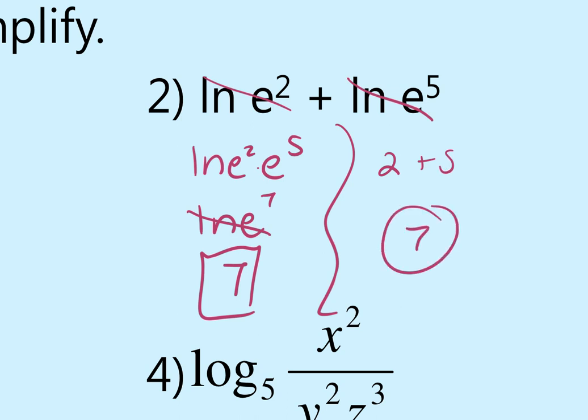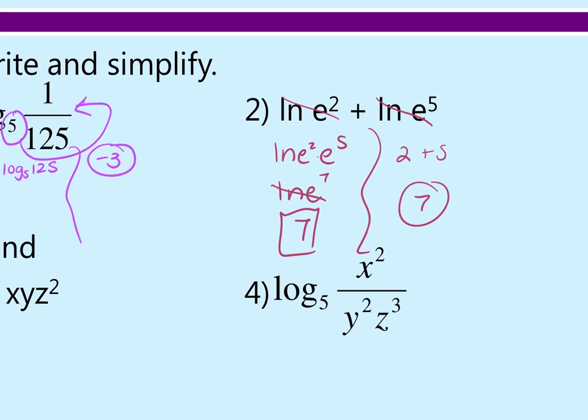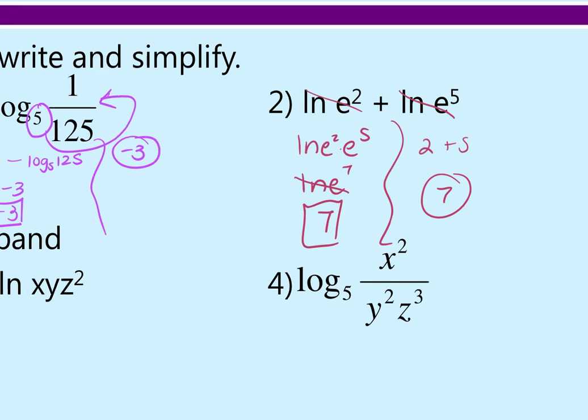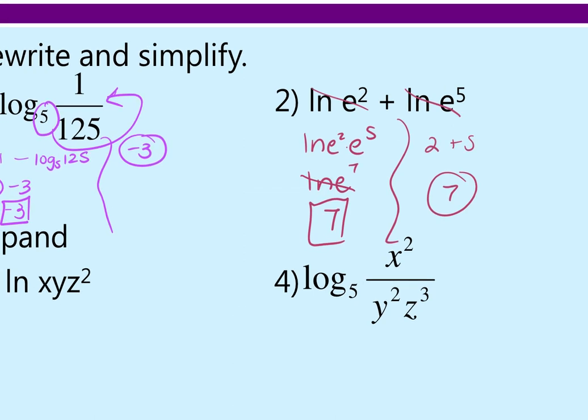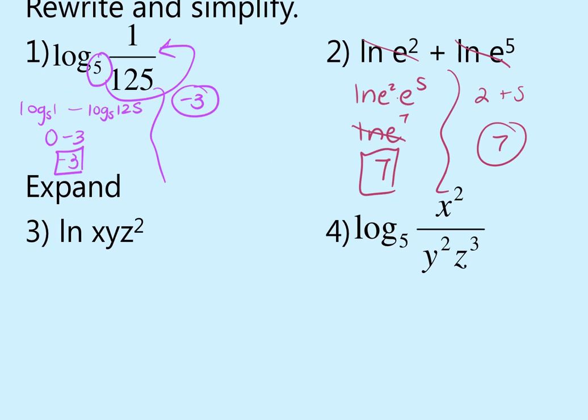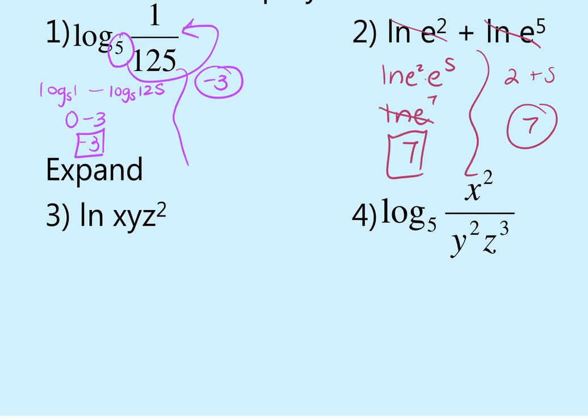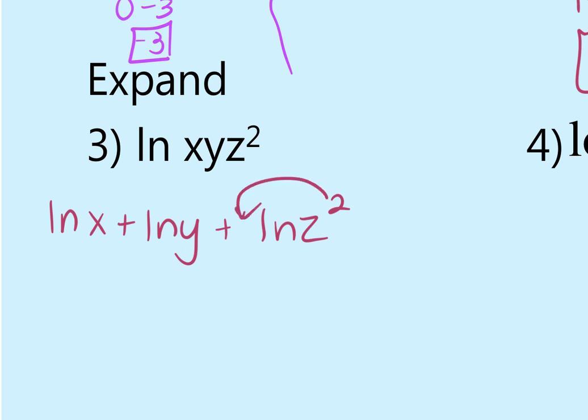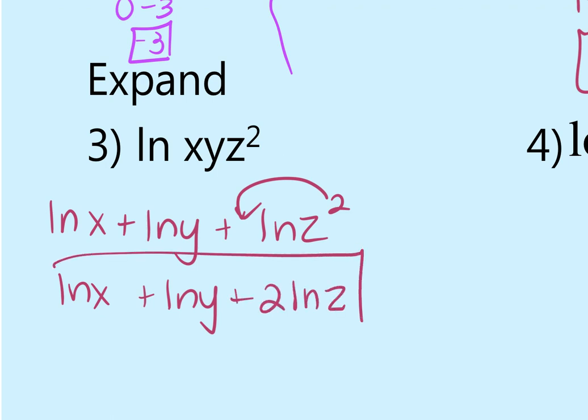So however your brain sees it, hopefully it's one of those ways. However your brain sees it, go with it. Just make sure it's as simplified as it can get. All right, then obviously expanding on 3 and 4, you had to do it the way it said. If I expand this out, it started as multiplication, which means it would be addition. And you cannot leave an exponent when we expand. We bump this forward. So it'd be ln x plus ln y plus 2 ln z.